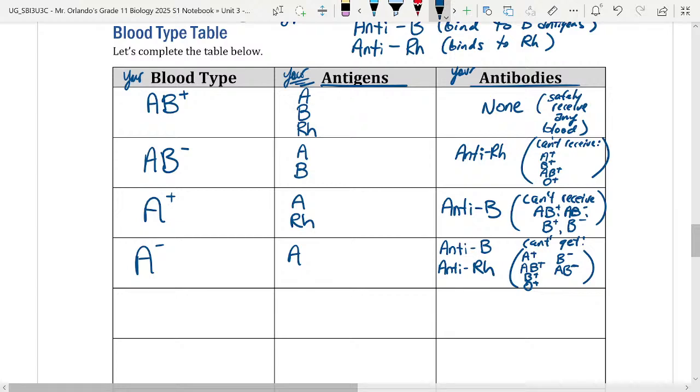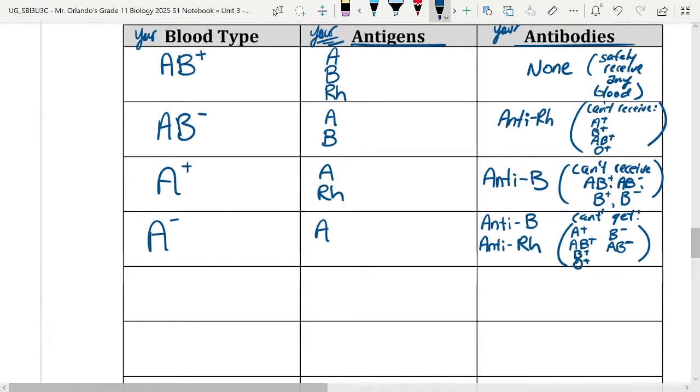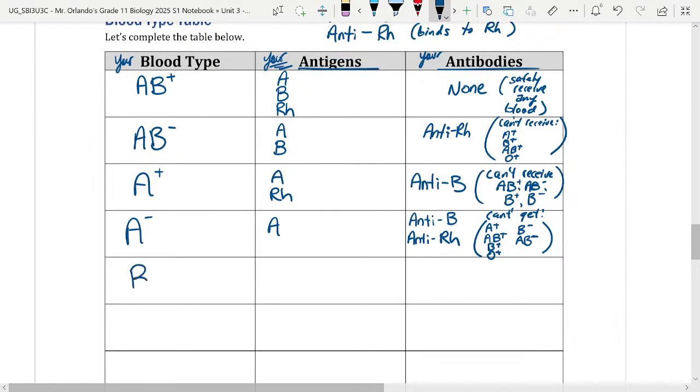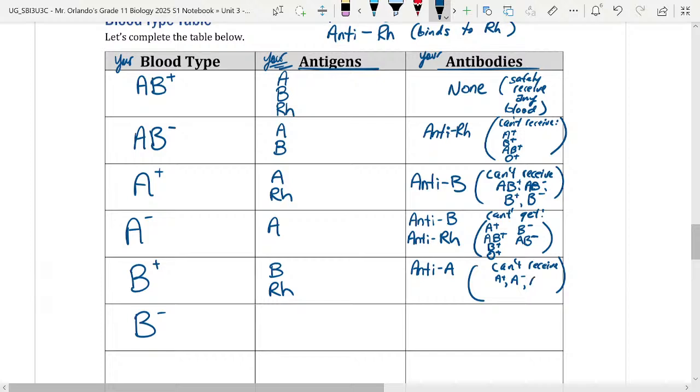AB positive. Real advantage, right? What should be the next blood type we look at? B, and we could either look at B positive or B negative. If you have B positive blood, what antigens are present on your blood cells? B and RH, which means you're making what antibodies? Anti-A. Just anti-A, right? Which means you can't receive what? A positive, A negative. We can't receive A positive. We can't receive A negative, AB positive, or AB negative.